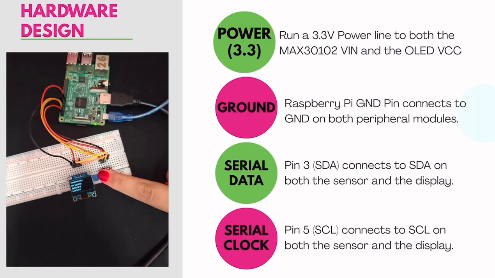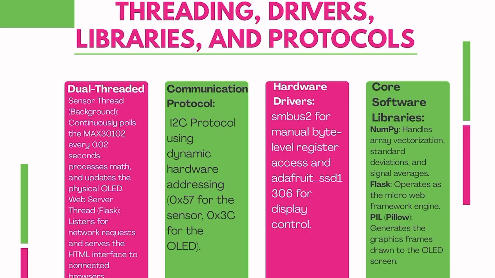Hardware design. It runs on a 3.3 volt power line to both the MAX30102 VIN and the OLED VCC. For the ground, the Raspberry Pi ground pin connects to the ground on both peripheral modules. Serial data: Pin 3 SDA connects to SDA on both the sensor and the display. Serial clock: Pin 5 SCL connects to SCL on both the sensor and the display.